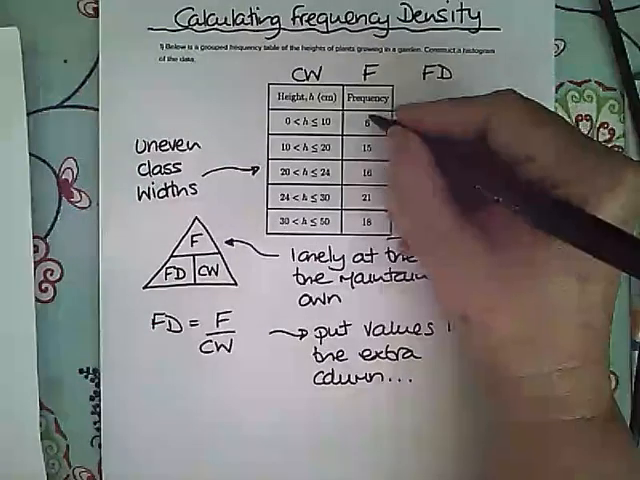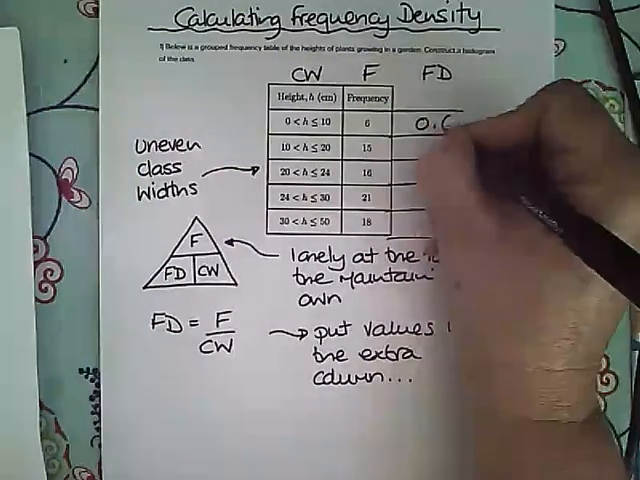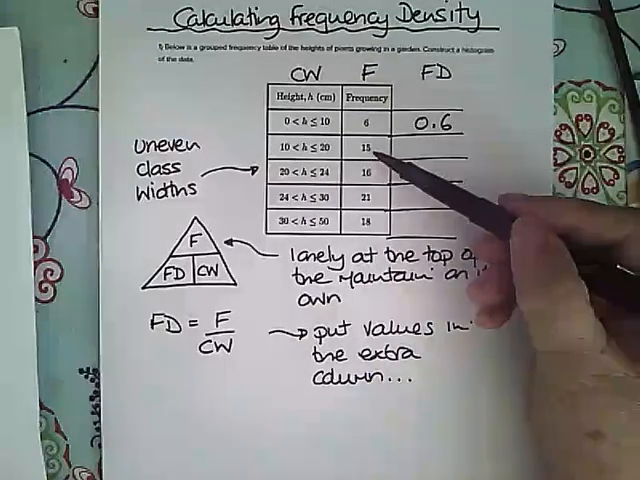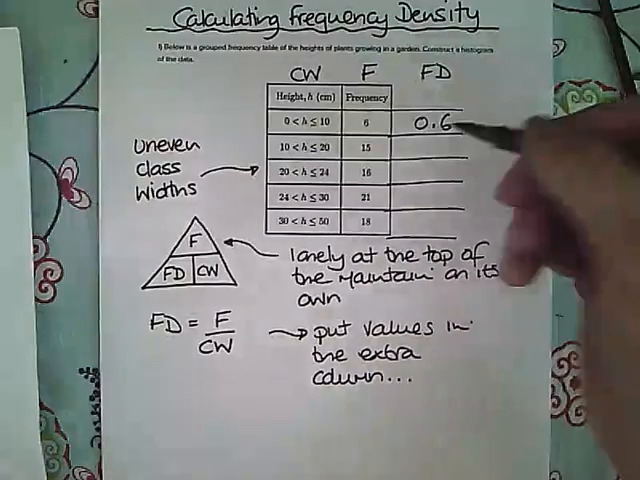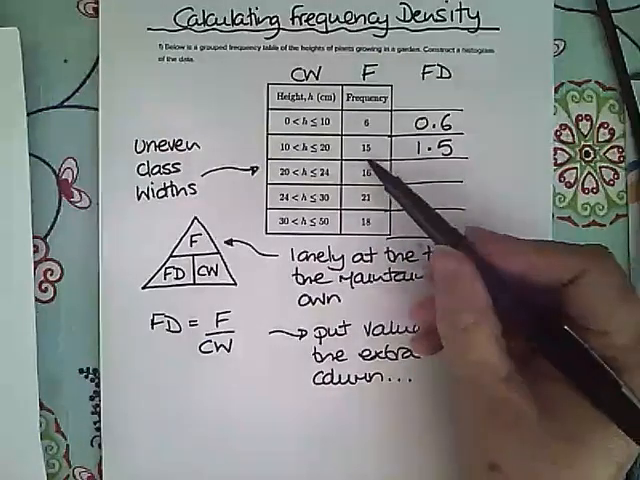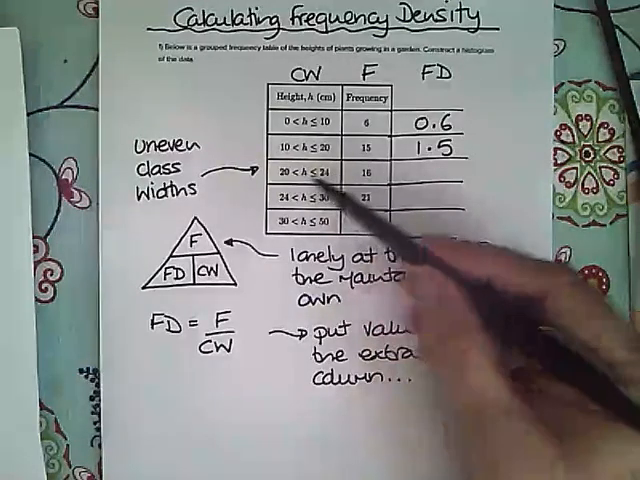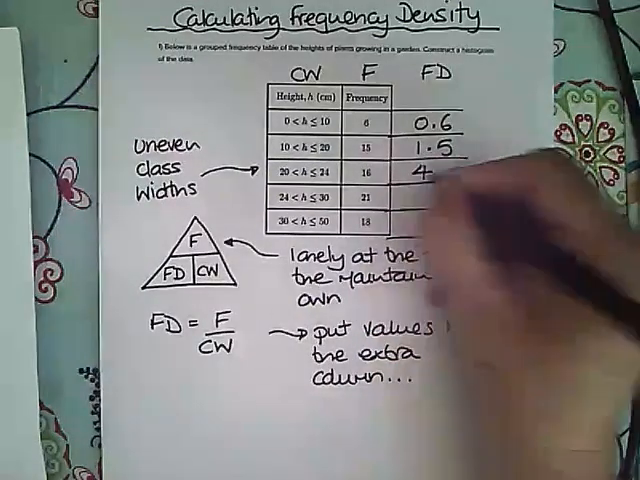So 6 divided by 10 is 0.6. Here we've got the frequency 15, and we're dividing that by 10, so that's 1.5. Here we've got 16 as the frequency, and we're dividing that by 4 this time because the class interval is 4, so that becomes 4.